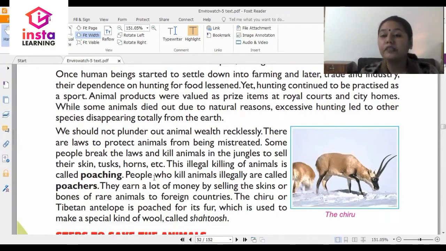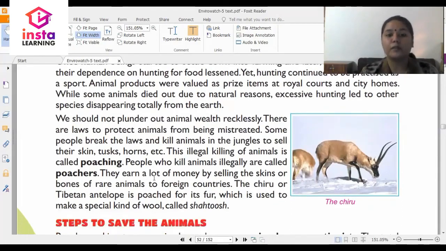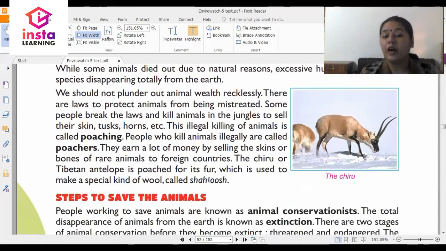And this is absolutely illegal. And this is also called poaching. People who kill animals illegally are called poachers. They earn a lot of money by selling the skins or bones of rare animals to foreign countries. But again, this is just not allowed.